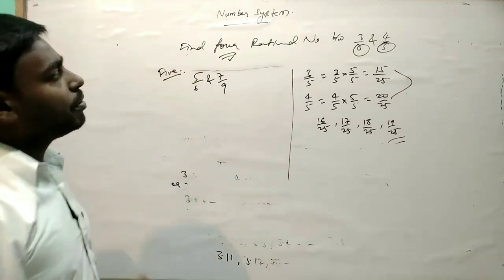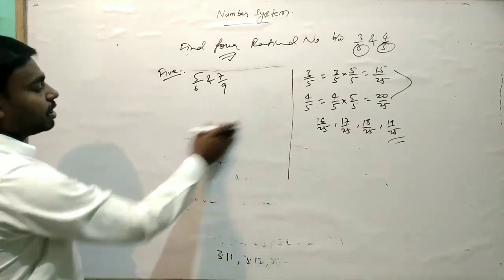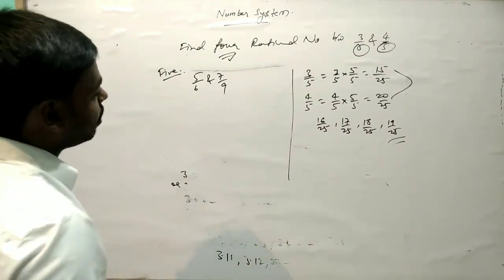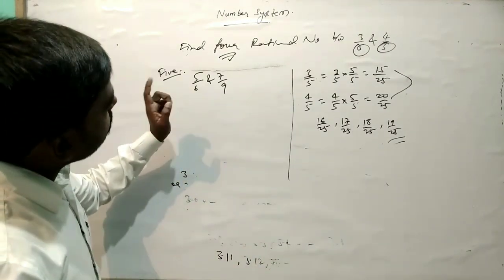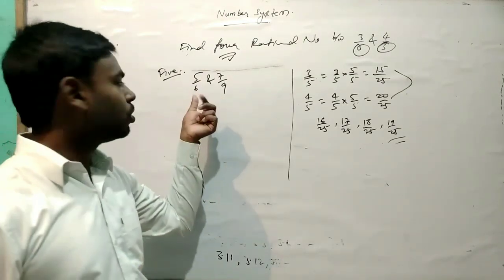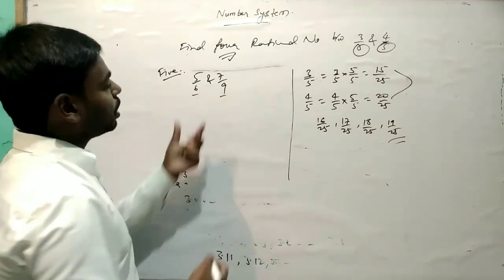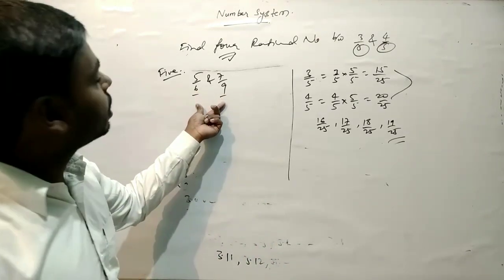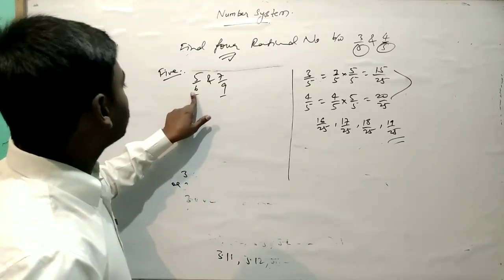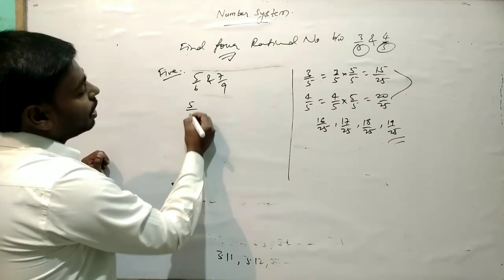We have to write 5 rational numbers between 5 by 6 and 7 by 9. Then what is the first step? First, we have to equate the denominators. How do we equate them? We take the LCM of 9 and 6, that is 18. So we know that the LCM of 6 and 9 is 18.